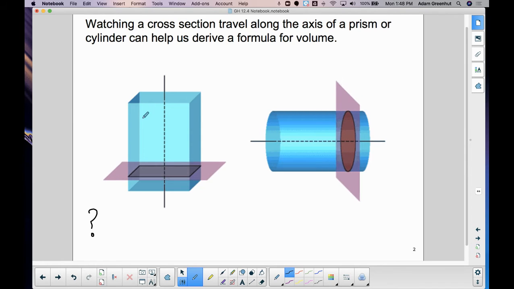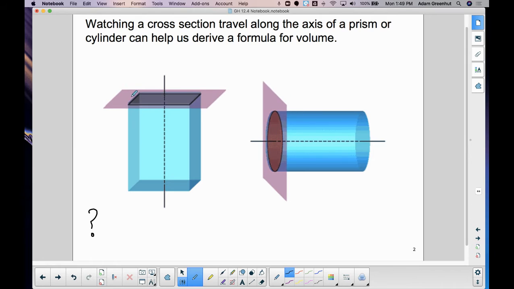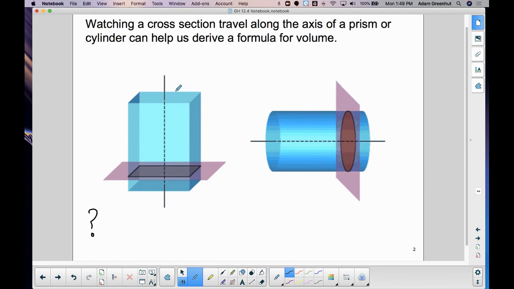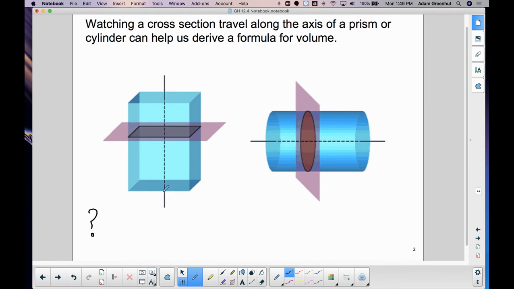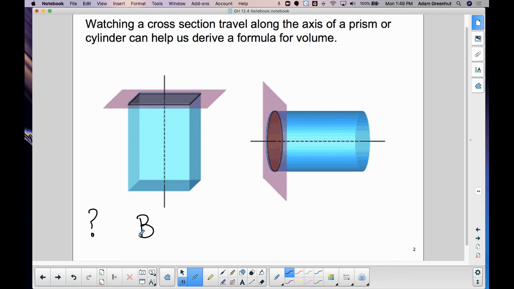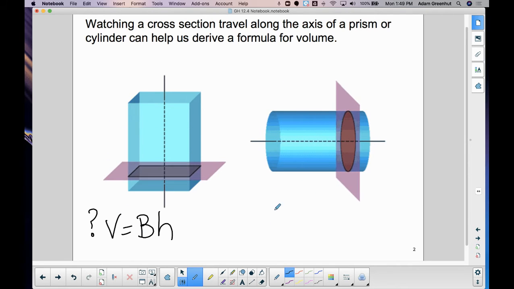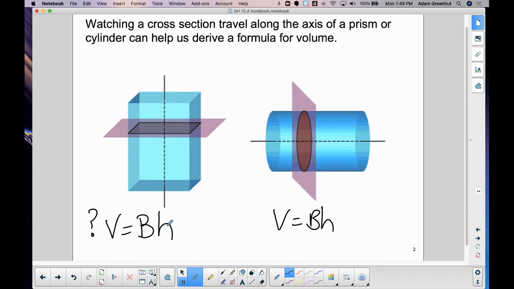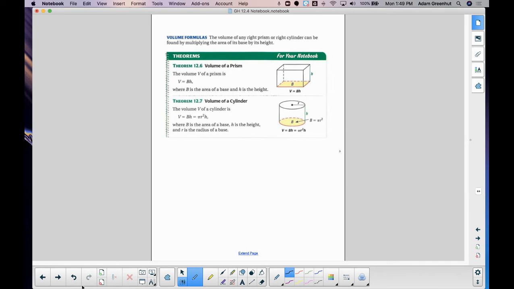I'm hoping you got the idea here and figured out that if this rectangle is the area of the base of this prism, and then I travel it this many units down or up, I could take that area of the base and multiply it by the height, and that'll give me the volume. It works on the prism. It works on a cylinder too. So there's your formula. It's pretty basic. Area of the base times the height, and hopefully this animation helps you understand why.